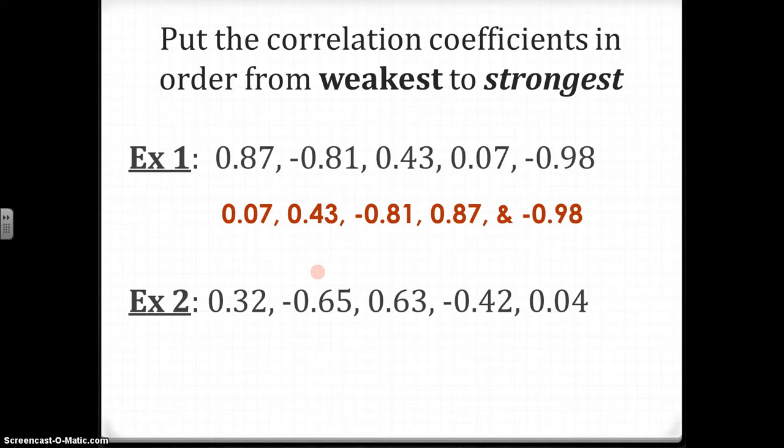But this will be the order. You will have 0.07, 0.43, negative 0.81, 0.87, and then negative 0.98. And if you look at that and ignore the signs, you can see that it's just like putting it in numerical order. And the number that's closest to 0 is 0.07. And the one furthest away from 0, closer to 1 or negative 1, is negative 0.98. All right, try example 2 now.